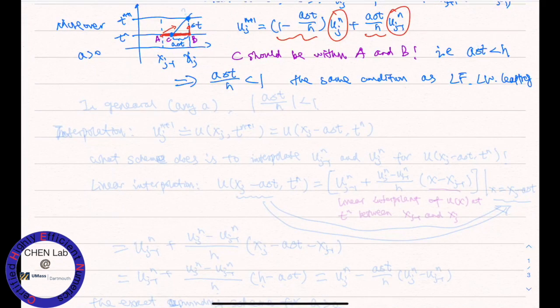In general, that's the case when A is larger than 0, right? In general, for any A, we have the absolute value of A delta t over h is less than 1. Perhaps a slightly more rigorous approach, another perspective to view this, is through interpolation.